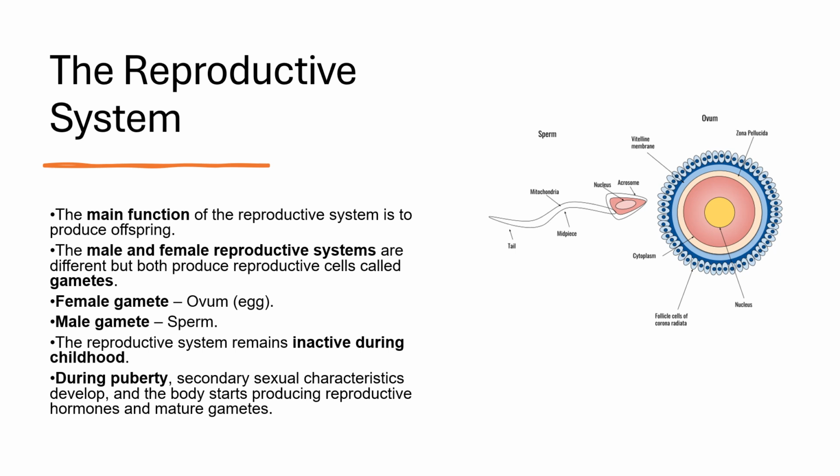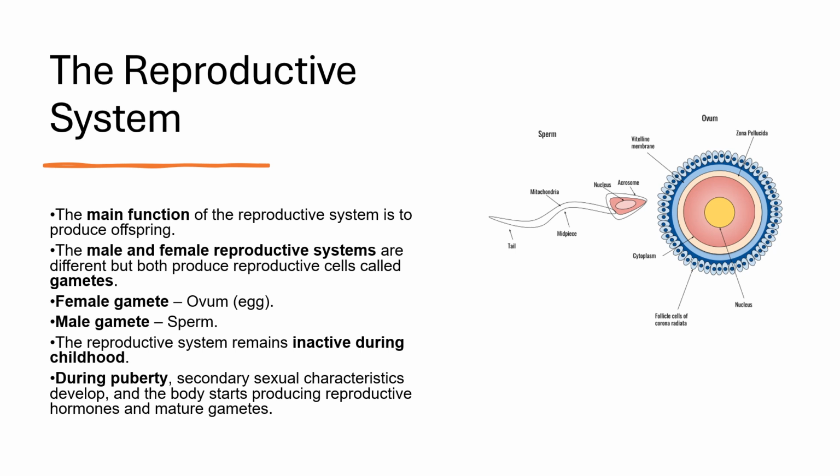So overall, the main function of the reproductive system is to produce offspring. And both male and female reproductive systems, although different, produce reproductive cells known as gametes. So the female gamete is known as the ovum or egg, and the male gamete is known as the sperm.